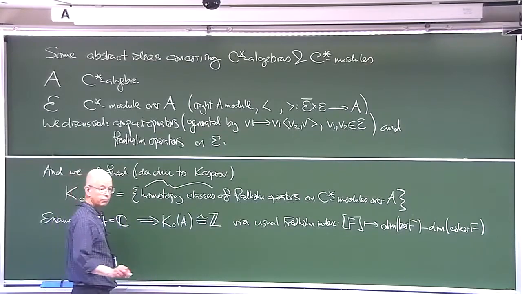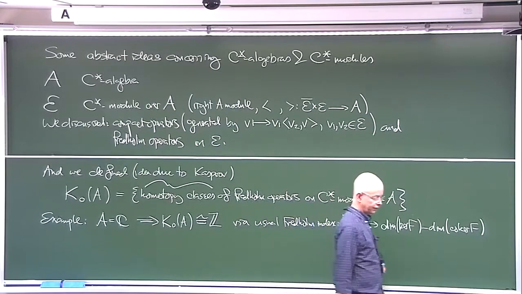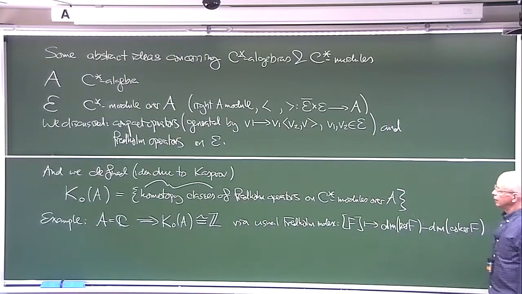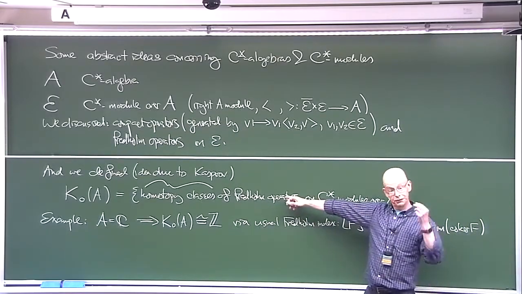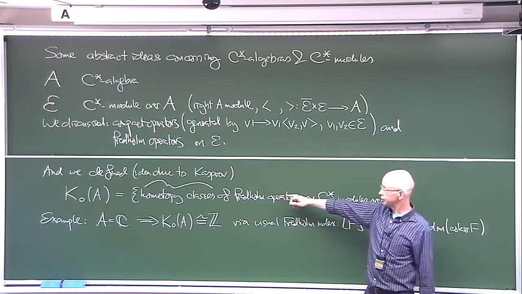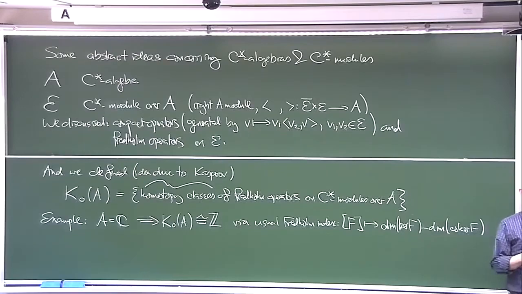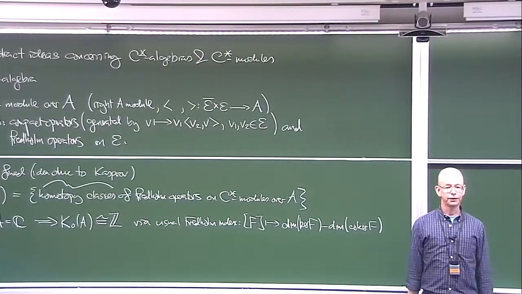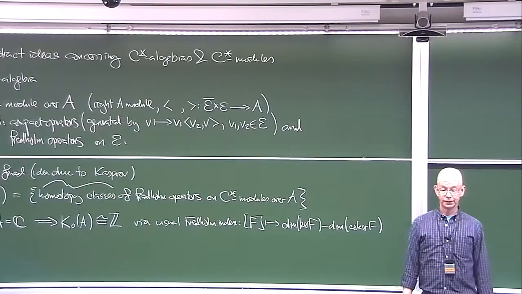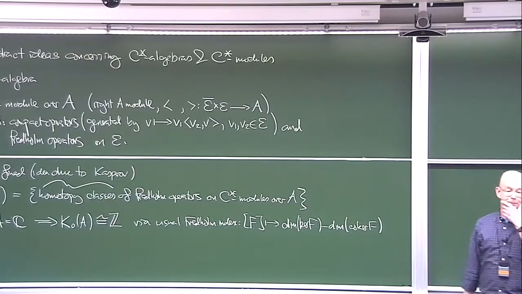For the definition of K0, don't you need stabilization? Don't I need stabilization? No, because I'm assuming here that I'm not choosing any particular module. If I wanted to fix a given module and only work with operators on that given module, then I would have to choose a sufficiently large module, somehow a stable module. But that's not relevant here. And A, the C-star algebra, does not have to be a stable C-star algebra.